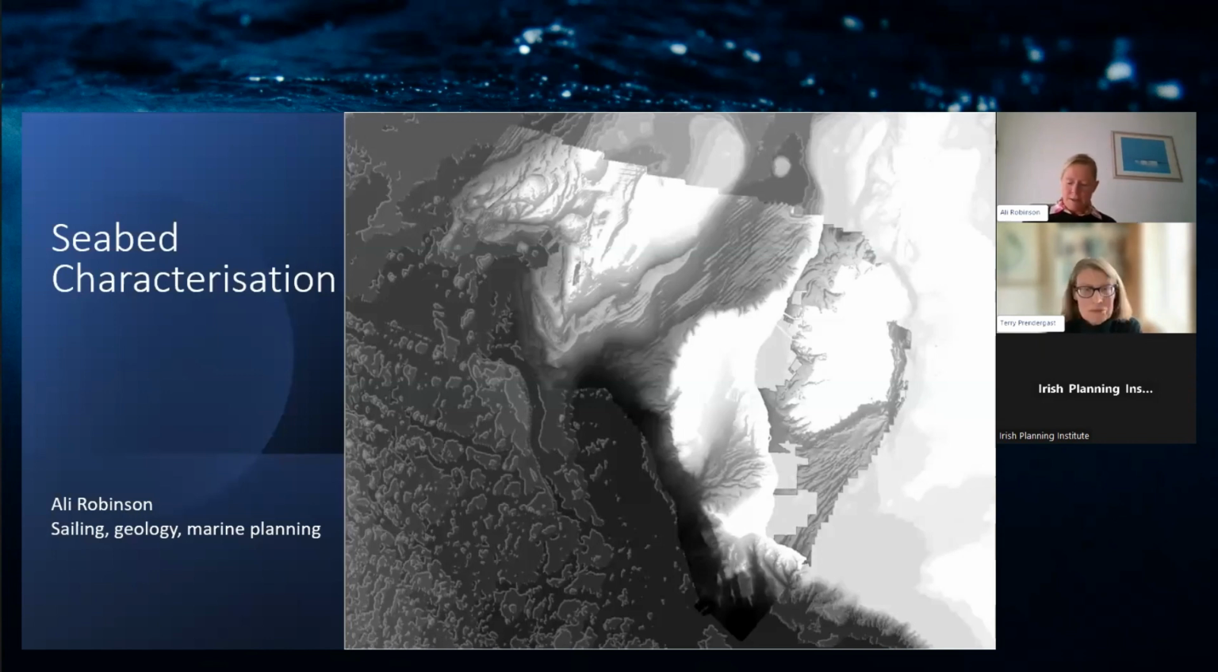And we're going to look at something a little bit different today, which is seabed characterization. It's an area that's often overlooked at optioneering or early conceptualization of projects, and it's an area I think as planners and planning practice we need to be aware of.